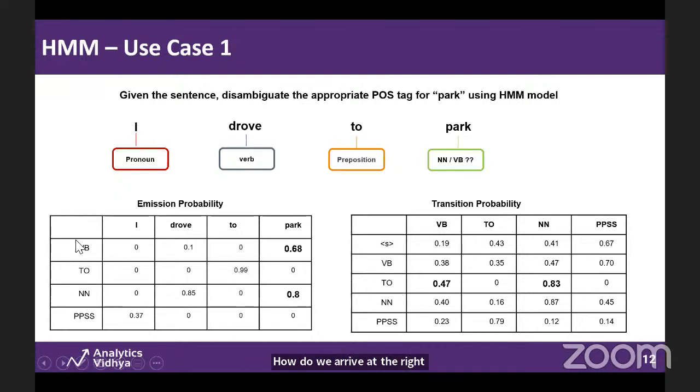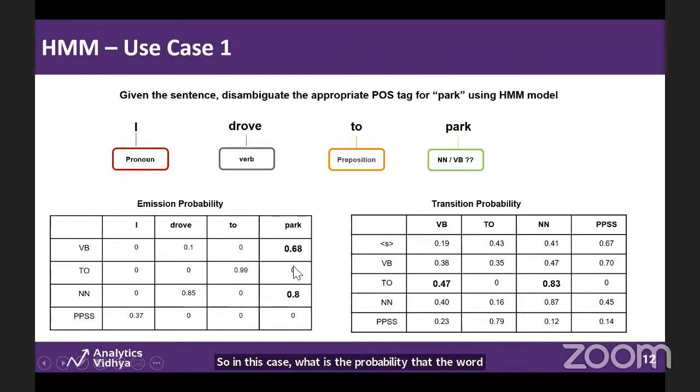As I mentioned earlier, there are two kinds of probabilities which we will be dealing with. One is the emission probability and the other one is the transition probability. This information I have taken from the open source corpuses which are available for free online. So let us look at the emission probability. Emission probability basically tells us the probability of a word belonging to a particular POS tag. So in this case, what is the probability that the word park belongs to a verb?